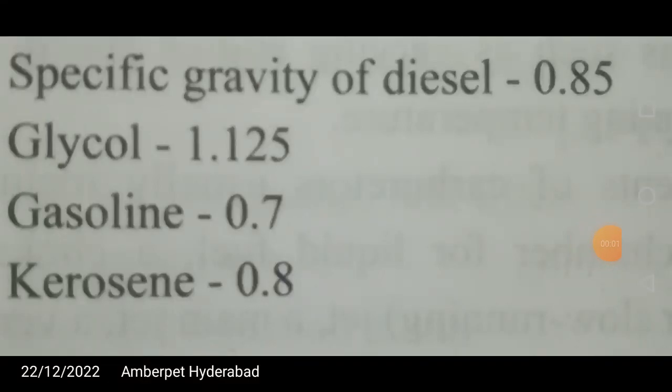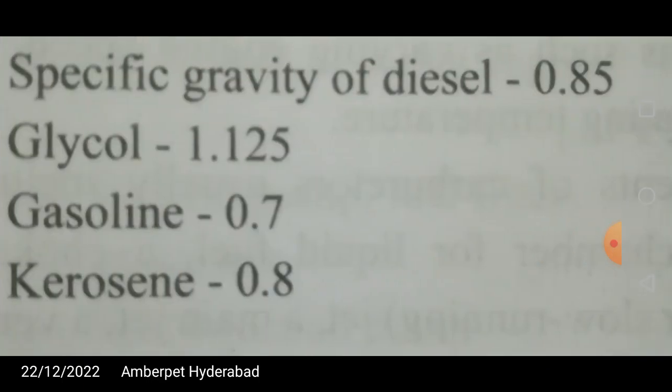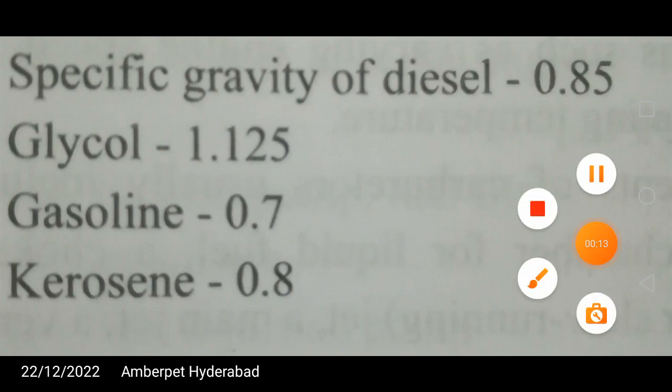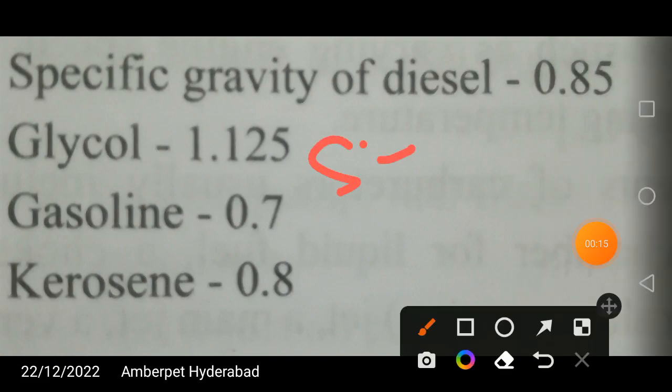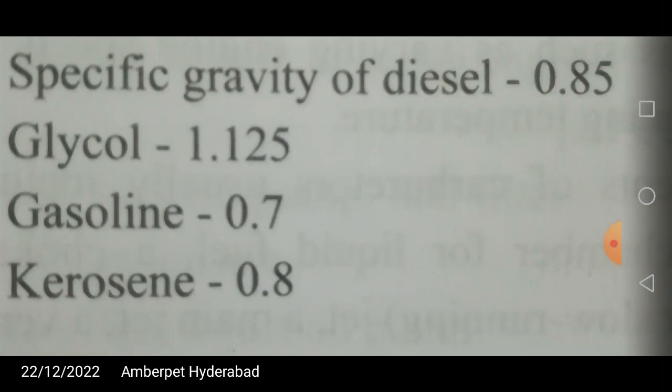Friends, let us see in this video the specific gravity of different fuels as also the calorific value of different fuels. First of all, let us see what is specific gravity. Specific gravity, S, is defined as the density of a particular liquid, rho, divided by rho water, the density of water. We know that the density of water is equal to 1000 kg per meter cube.